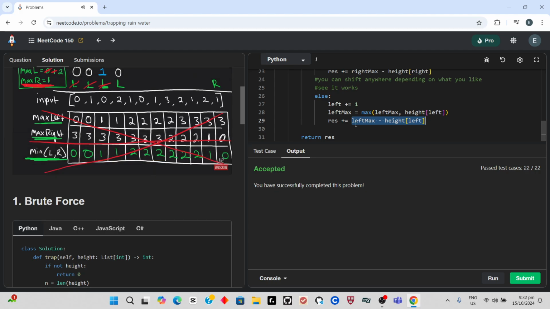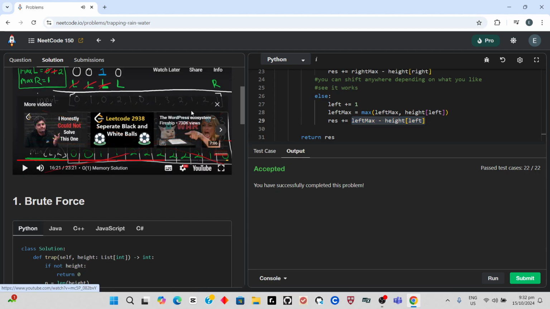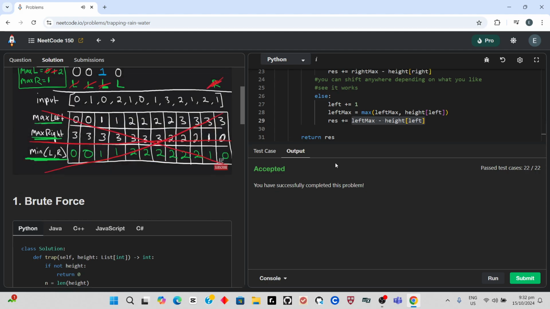So now remember, we want to shift the minimum pointer, and right now the minimum pointer is the right pointer, which is a max height of 1. So we're going to take our right pointer and shift it. And since we shifted the right pointer, now we have to calculate the water that we can contain in this position, right?